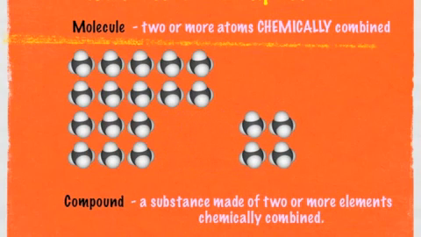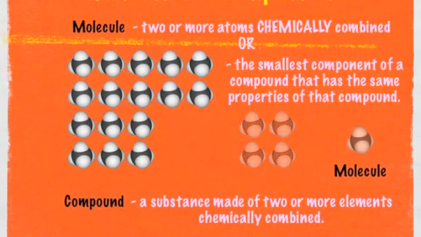So I could break this compound down into something smaller, like I did just there. Is that still that same compound? Well, of course it is, because it's made up of the same kind of molecules. And I could even break it down into its individual molecule. So like we did with atoms, we can also say that molecules are the smallest component of a compound, and here's that key phrase again, that has the same properties of that compound.